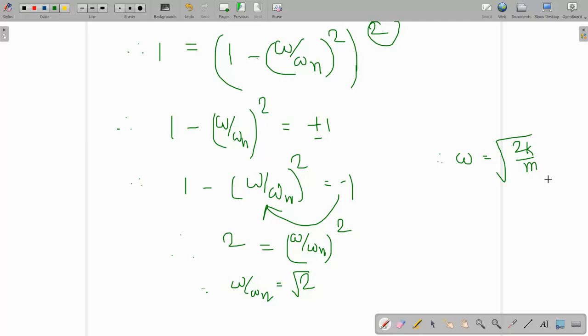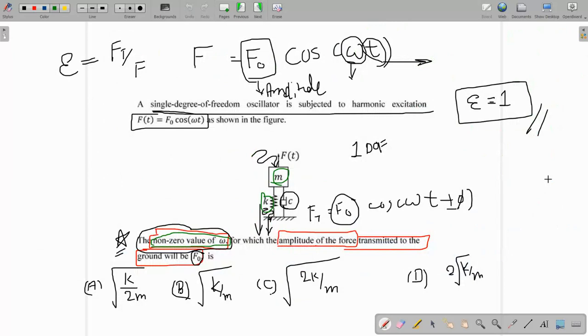And I have told you this is the honey trap question, because some students would think that all the force is transmitted to the ground, that means it is at resonance. No, it is not at resonance. It is not mentioned that it is resonance, because resonance is a different thing. What is the difference between resonance and transmissibility? In resonance, the ratio of frequency of excitation will be 1, or you can say that the excitation frequency will be the same as the natural frequency of the system.